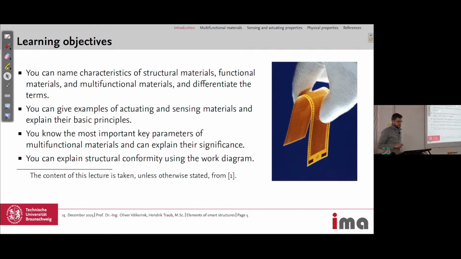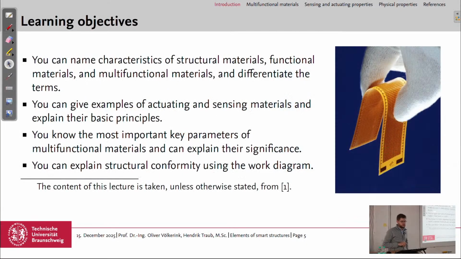So, as in the last lecture, we have again learning objectives. The first learning objective is that you can name characteristics of structural materials, of functional materials, and multifunctional materials, and also differentiate the terms. Then you should be able to give examples of actuating and sensing materials. Just name the materials, not their physical mechanisms.